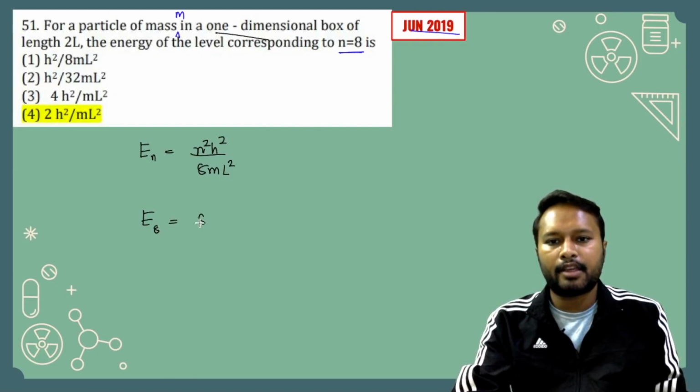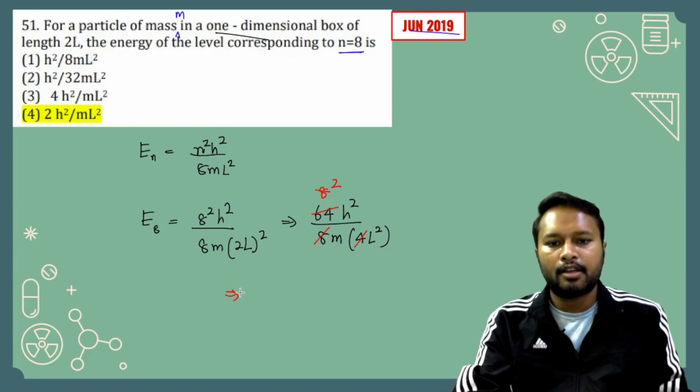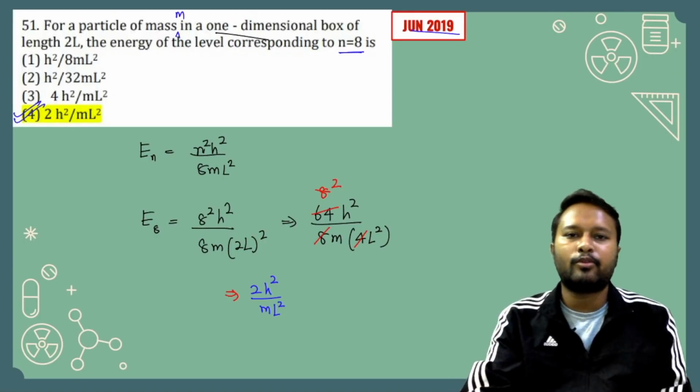So E8 will be 8 square h square upon 8m, and the length is given as 2l, right? So 2l square, how much will it be? 8 square is 64, h square divided by 8m, and this is going to be 4l square. You can cancel out some of the terms, like 8 times can be cancelled out, and 4 two times can be cancelled out. So in the numerator you are going to get 2h square divided by ml square. It's as simple as that. Option number 4 is the correct option.